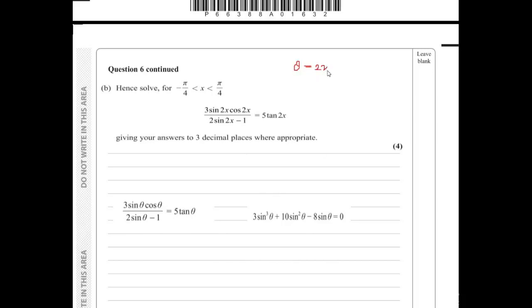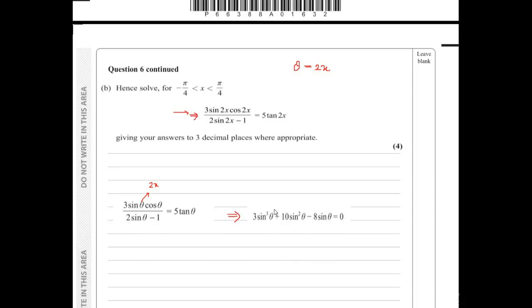That is the only difference. In place of theta, they have just replaced 2x in this question. And we have also solved this expression as 3 sine cube theta plus 10 sine square theta minus 8 sine theta equal to 0. To further solve this question, we are not going to use this form, but we are going to use this form because this is already in the simplest form.